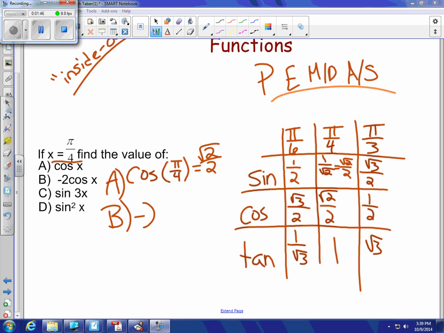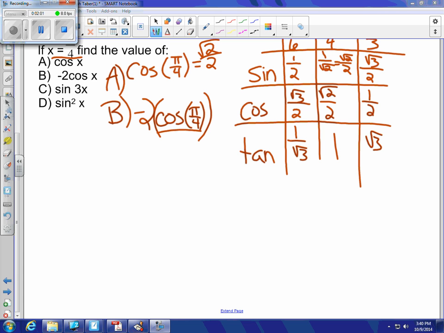Letter B, negative 2 cosine of pi over 4. Now, if you think about this as being in parentheses, this will equal, what does cosine of pi over 4 equal? Because we want to do our inside, then we want to move outward. Well, we just figured it out there, right? It equals square root 2 over 2. Now we can multiply. So negative 2 times square root 2 over 2 equals negative square root 2, right?